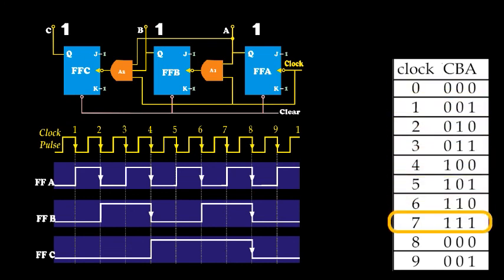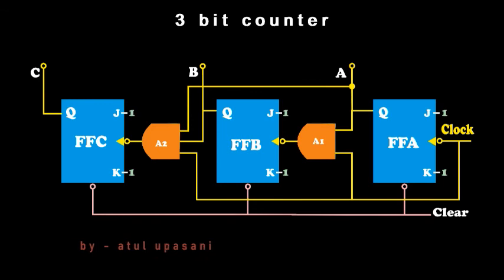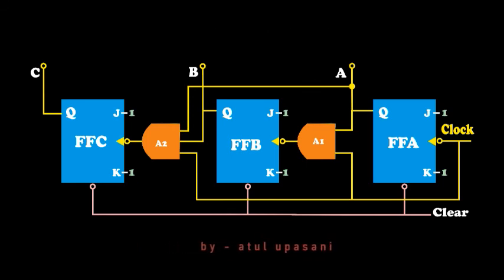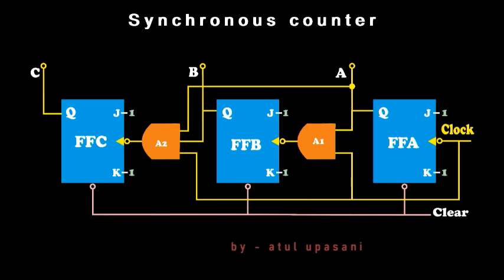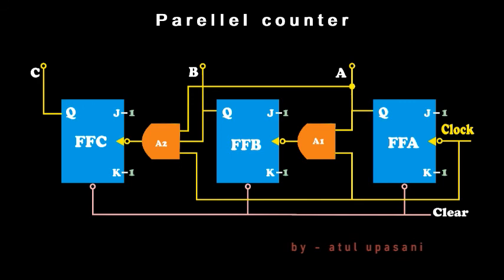So this counter counts a total of 8 clock pulses. That is why it can be called a mod 8 counter. For a mod 8 counter, 3 flip-flops are required, so it is also called a 3-bit counter. Then the clock pulse is applied simultaneously to all the flip-flops. That is why it is also called a synchronous counter or a parallel counter. So in this way, the synchronous counter will work.